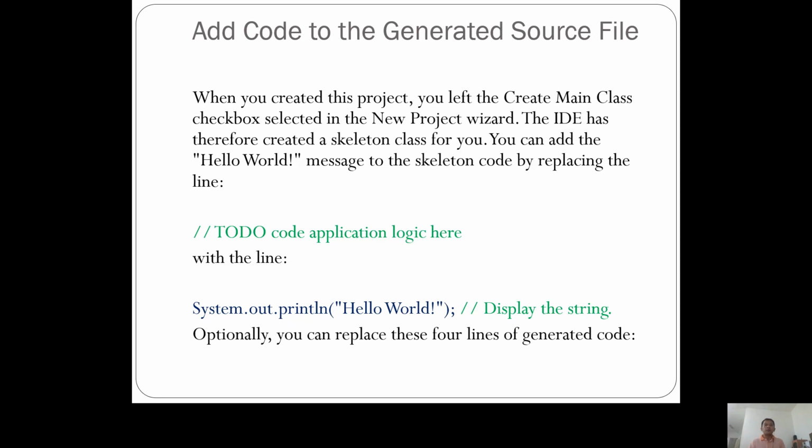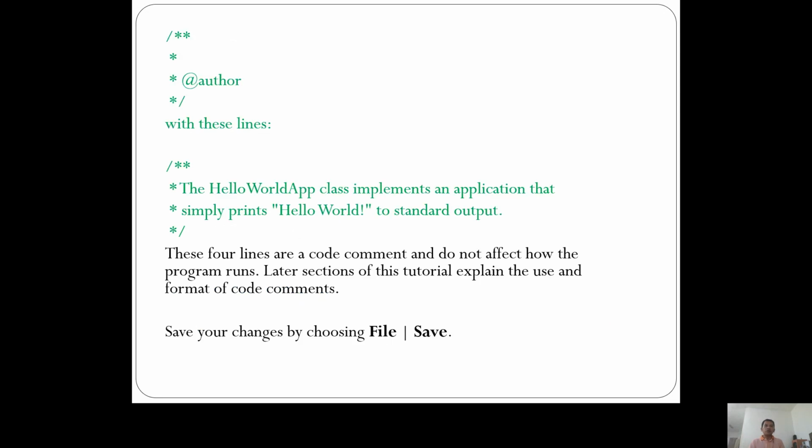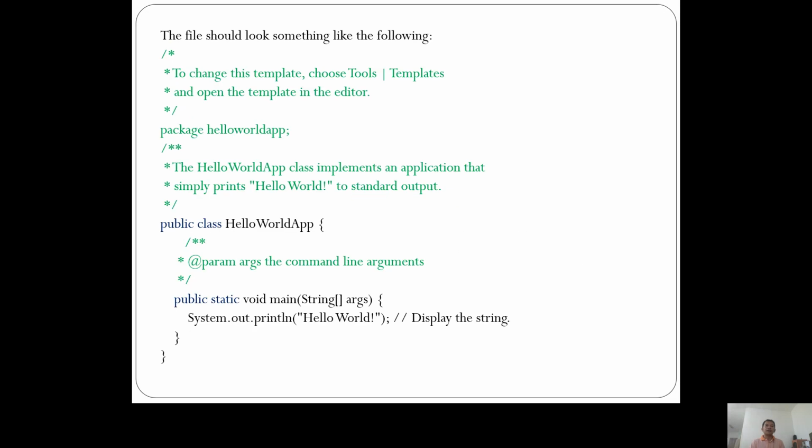Optionally, you can replace these four lines of generated code. These four lines are a code comment and do not affect how the program runs. A later section of this tutorial explains the use and format of code comments. Save your changes by choosing File, Save. The file should look something like the following.